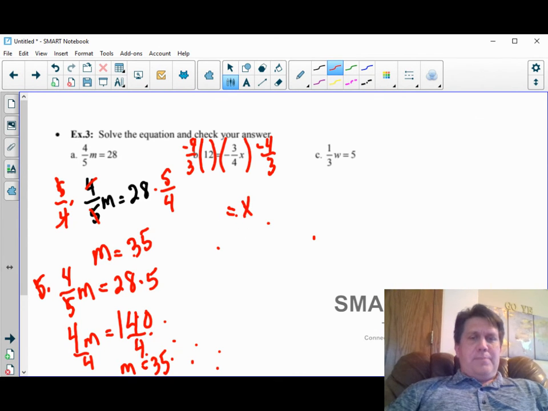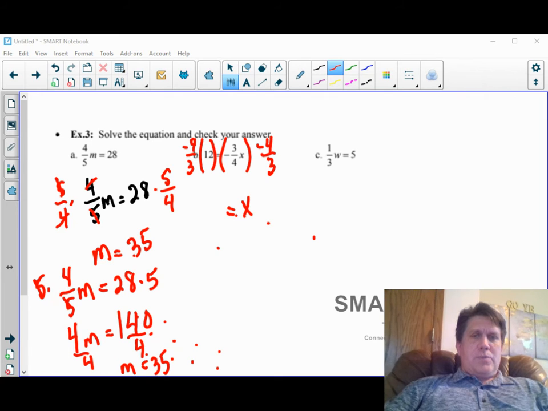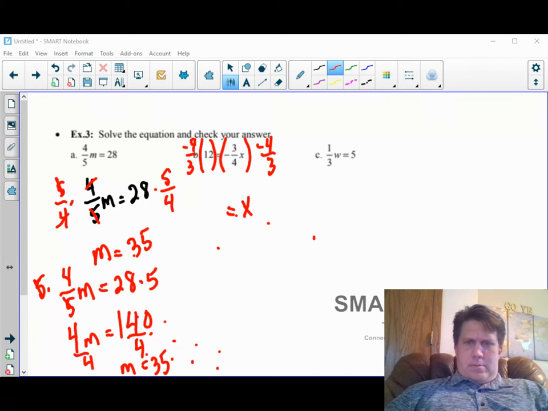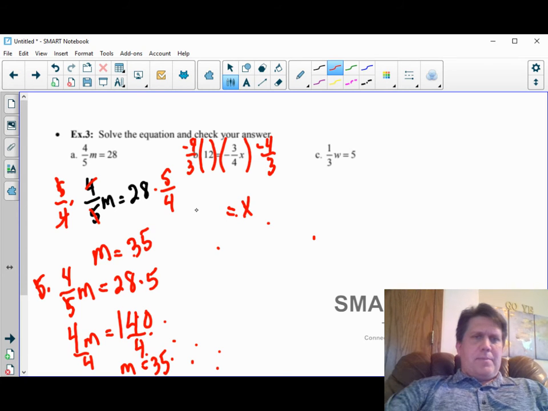And that side, we have 12 times negative 4 over 3. I couldn't get the negative in there on my screen. If you're looking at this, it should end up getting us negative 16. So x is negative 16.